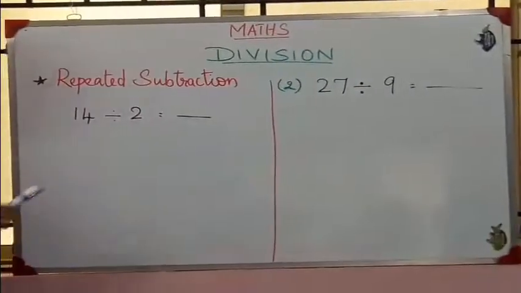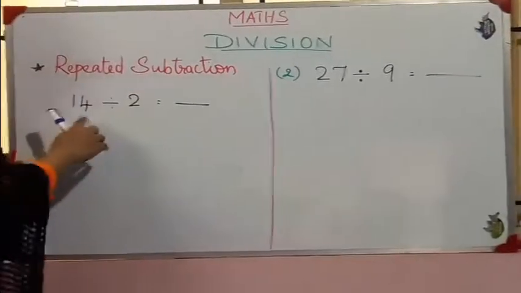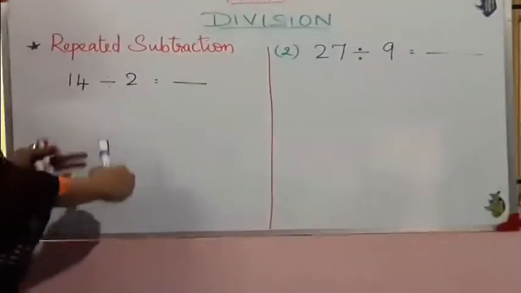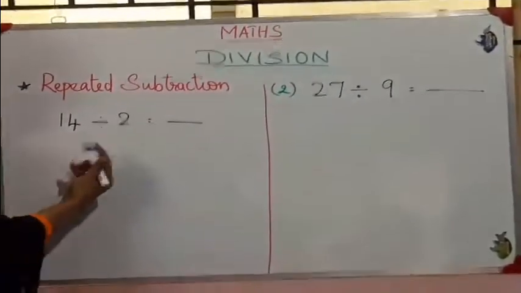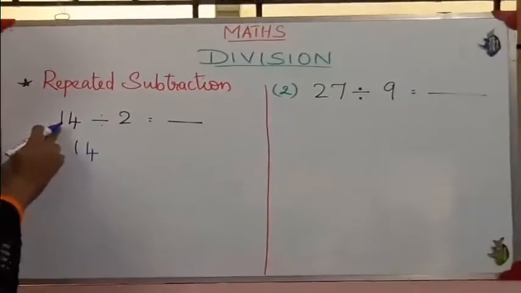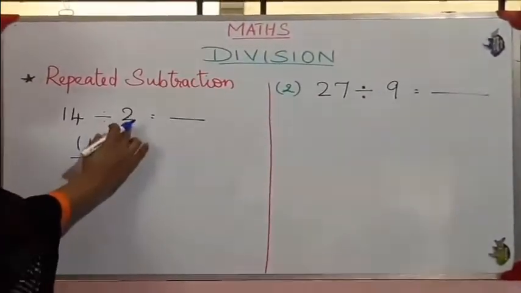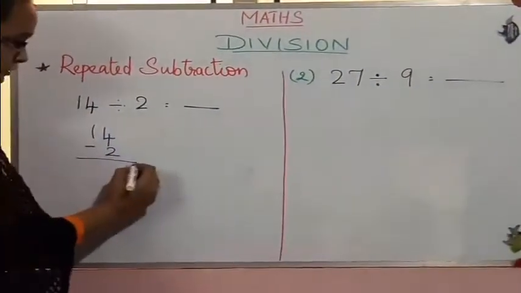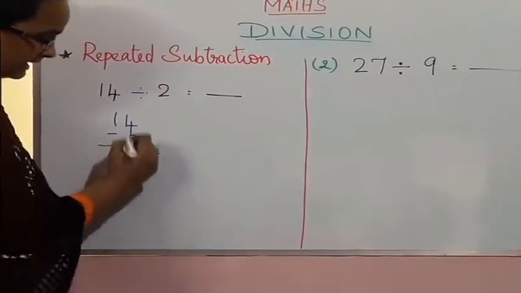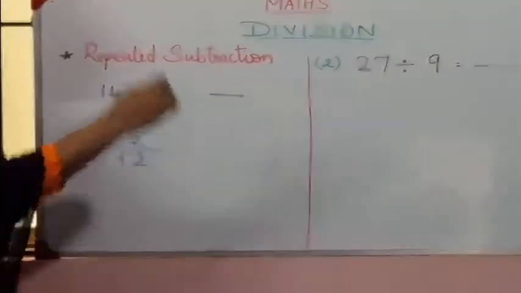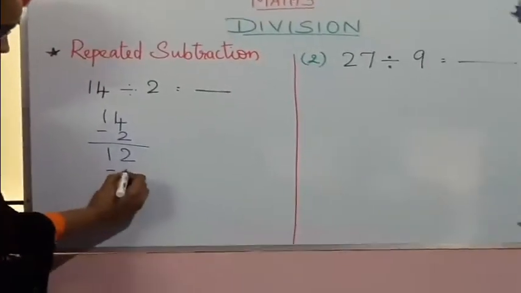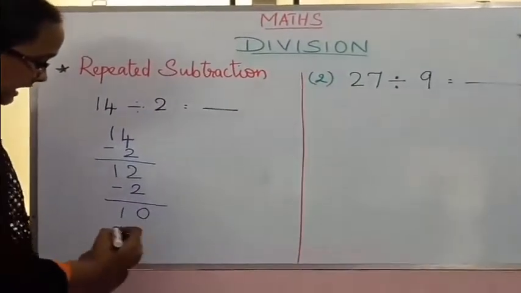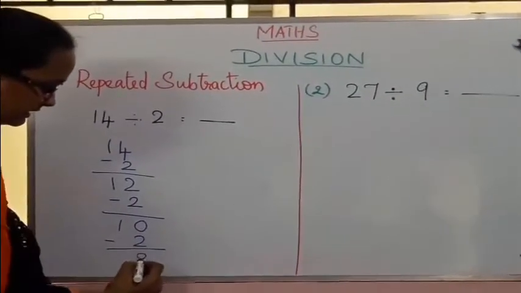Okay, now see here, I am taking the same number for the first example. 14 divided by 2, we know the answer is 7. But how we got the 7, we will see. So what you have to do, you write 14, this is the dividend, minus 2. Whichever number is given as the divisor, that number you have to subtract. So you will get 12. Again, keep on doing subtraction till you get 0. So it is 10. Again minus 2, it will be 8.